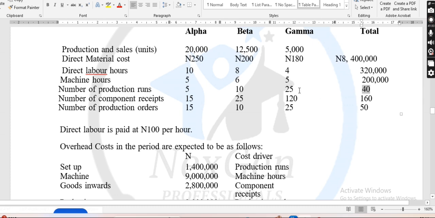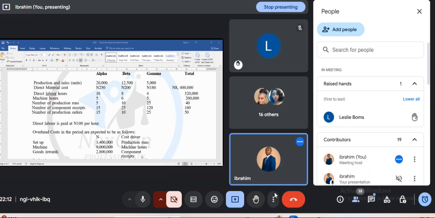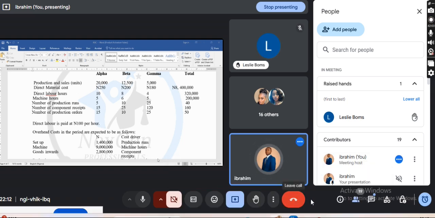If you add these three, class, and you did not get 40, don't go and set exam for yourself. Just pick the total, because it's just the total that you need. Pick the total and move on so that you will now allocate it to each of the cost drivers. Now, since 40 is given, I will still add 5 plus 10 plus 25.